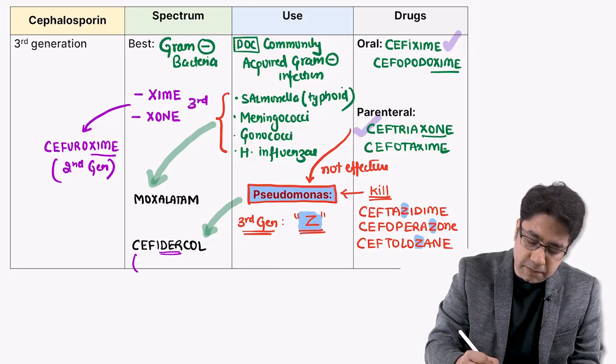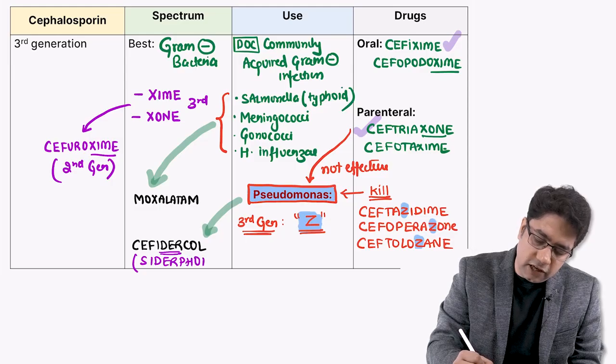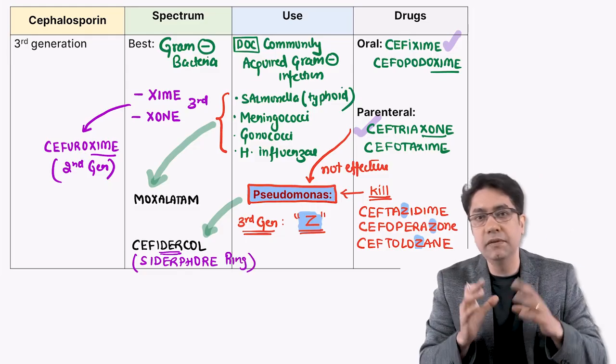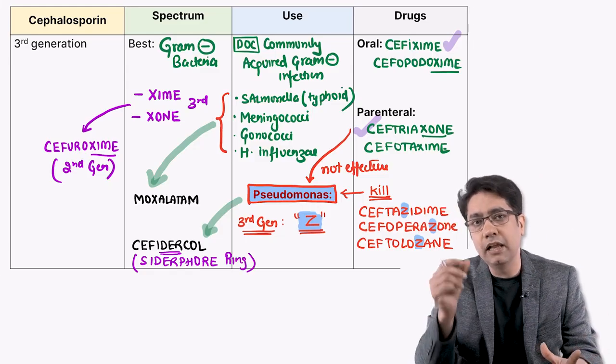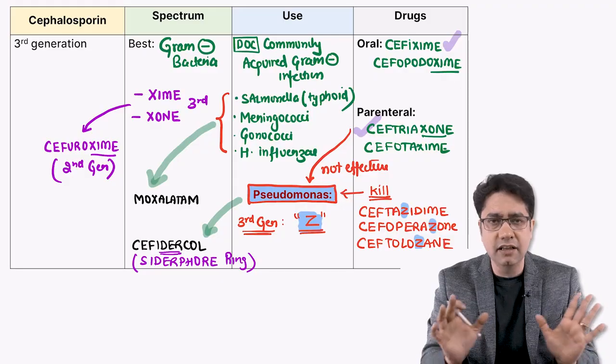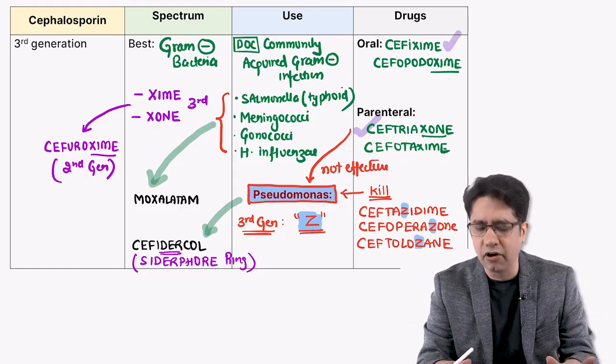It contains a special siderophore ring. So siderophore ring is an iron containing ring. Siderophore means iron containing ring. With the help of siderophore, it can also kill a bacteria. So these are the new drugs, just we can remember for reference.